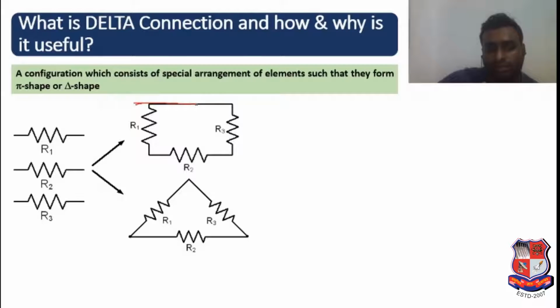Okay, over here this much part and this much part can be said as pi shape. So that's why this is called pi shape, or you can also say that this is delta shape as this is connected in triangle. So when an equivalent of three phase resistance looks like this, then it can be said as a delta connected circuit. Okay, and what is the important feature?